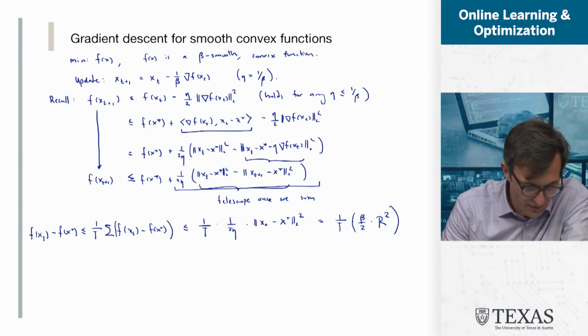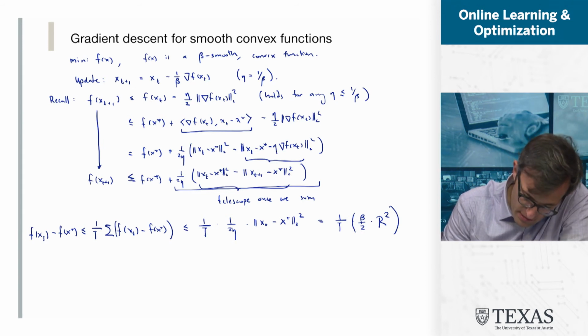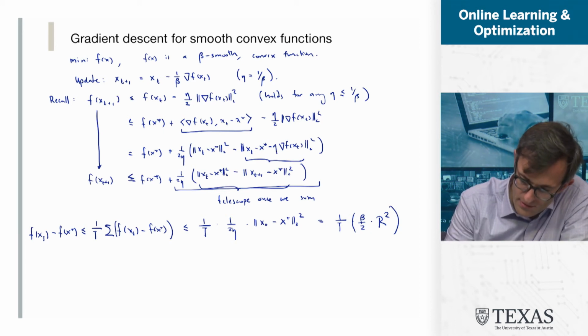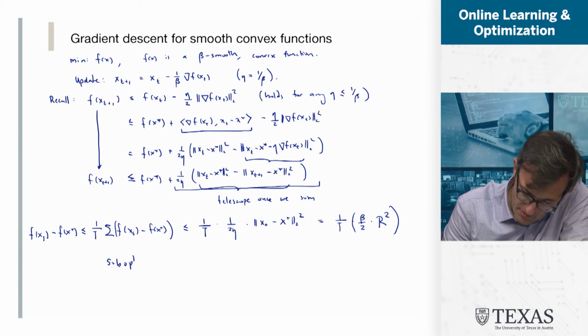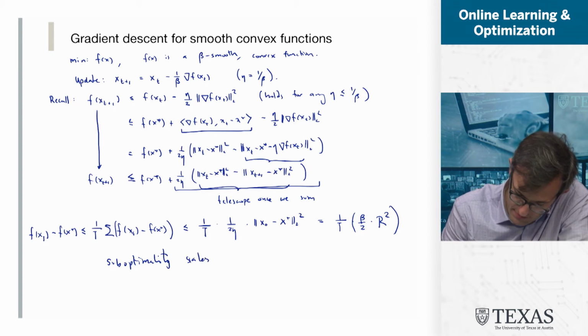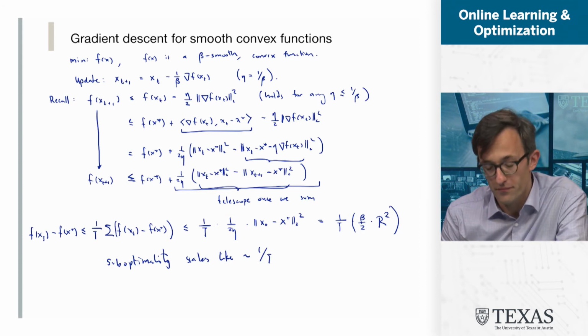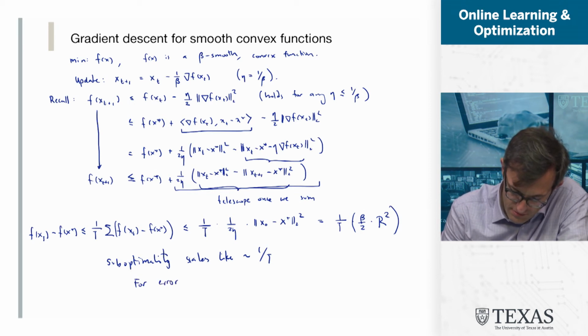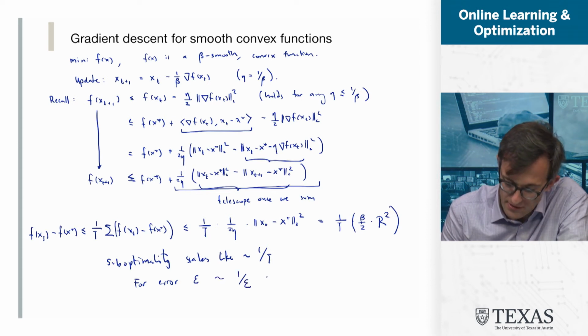So what do we see? We have our error, our suboptimality in other words. Let me write it that way. Suboptimality scales like 1 over t. That means that if you want suboptimality epsilon, how many steps do you need? You need about 1 over epsilon steps.